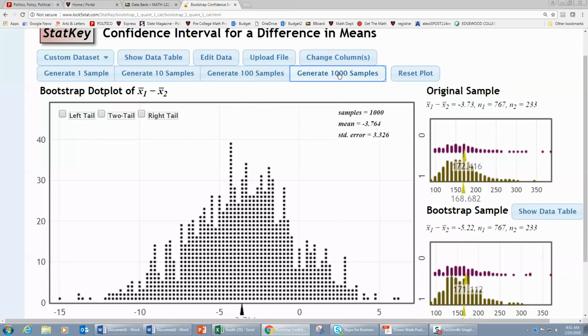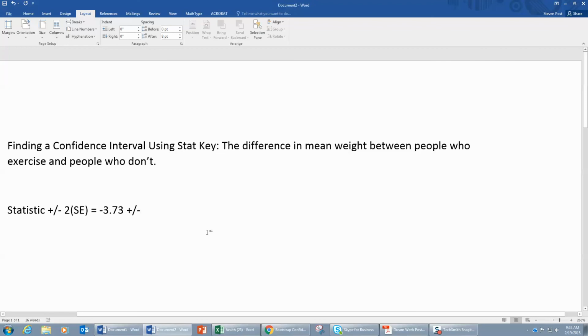So let's generate 1,000 samples, and we see that we get a standard error of about 3.3. We'll just round it to 3.3. So we expect that if we looked at a different sample of 767 exercisers and 233 non-exercisers, the difference in their means would be different from this negative 3.73, and on average that difference will vary by about 3.3 pounds. That's our estimate for the standard error, 3.3 pounds. So that's what goes in here.